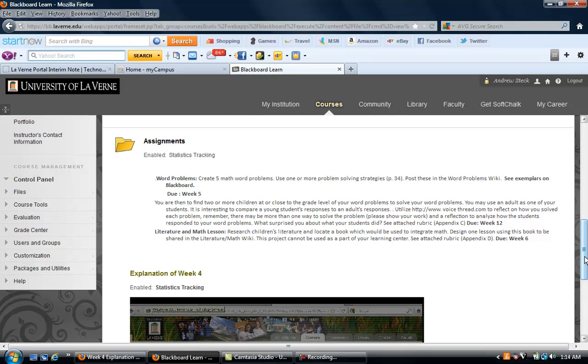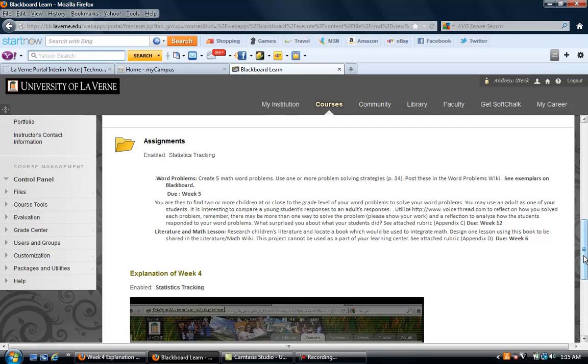The second assignment is your literature and math lesson, which is due week 6, the following week. You're to research a children's literature and locate a book that you could use to integrate in a math lesson. So you're going to design one lesson using the book to be shared in the Literature Math Wiki.